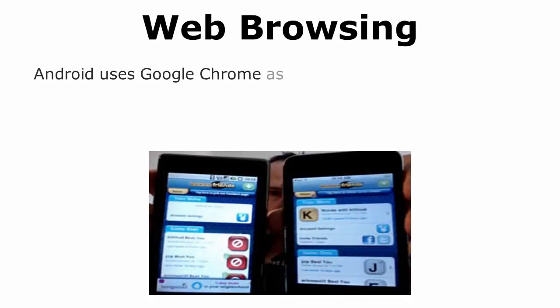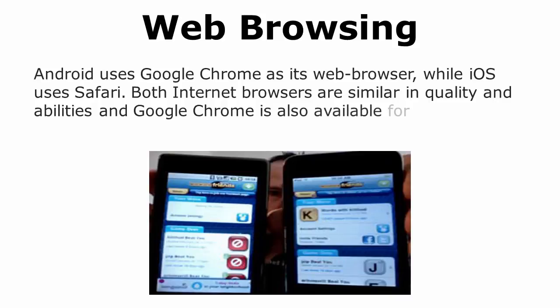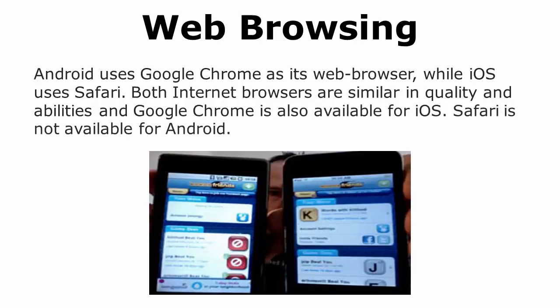Android uses Google Chrome as its web browser, while iOS uses Safari. Both internet browsers are similar in quality and abilities, and Google Chrome is also available for iOS. Safari is not available for Android.